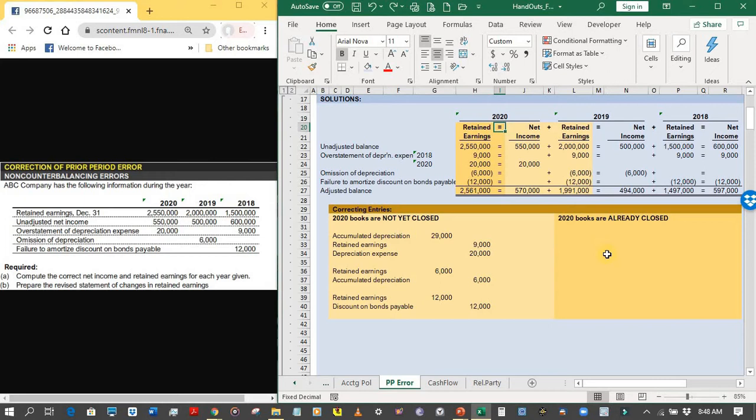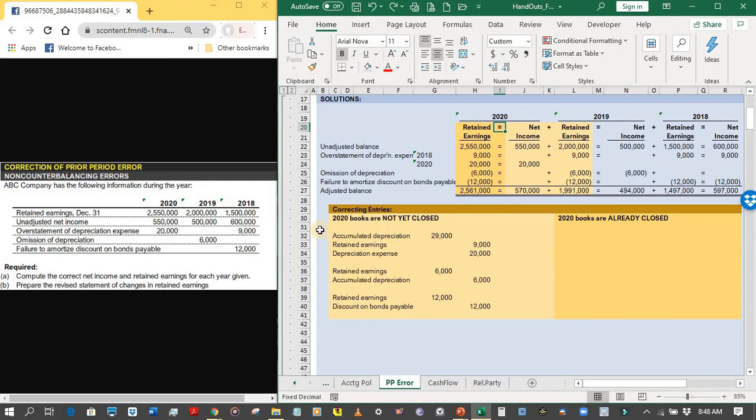So let us again start with the overstatement of depreciation expense. So remember that we can no longer use a nominal account. Instead, we are only using real accounts because nominal accounts were already closed to the retained earnings. So let us start with the overstatement of depreciation expense.